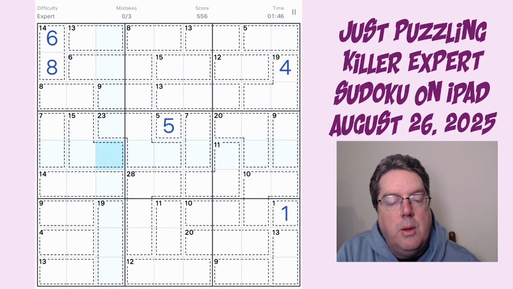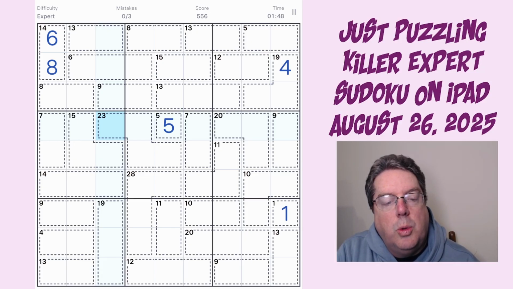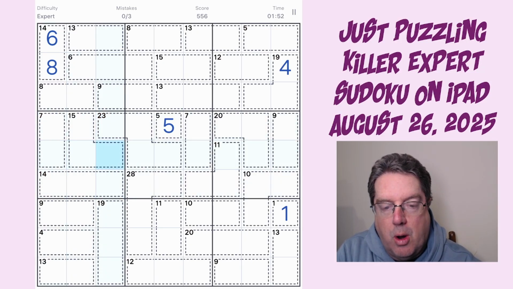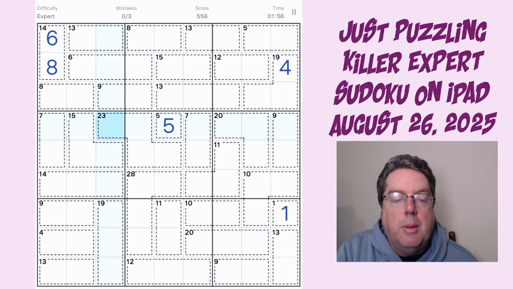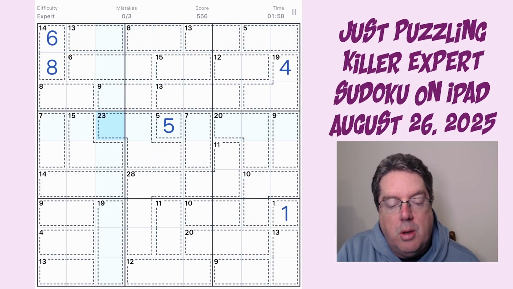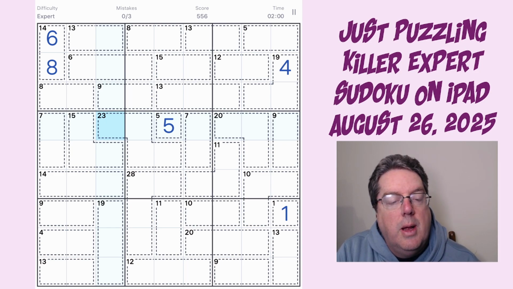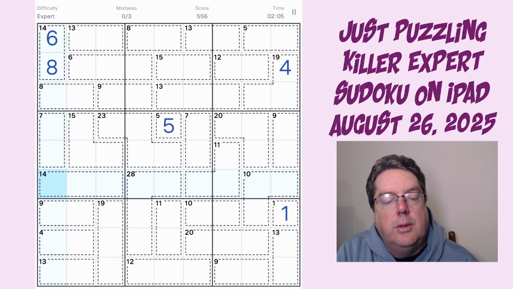Got another one here with a cage, and what I'm looking for is a full cage, full cage, full cage in a box or a row, as is the case up here, and then one sort of leftover. Sometimes the leftover might be on the other side, but that's the case of this. So 7 plus 15 is 22, plus 14 is 36, so that's a 9.